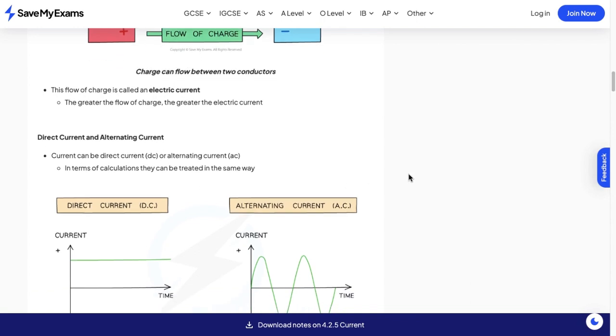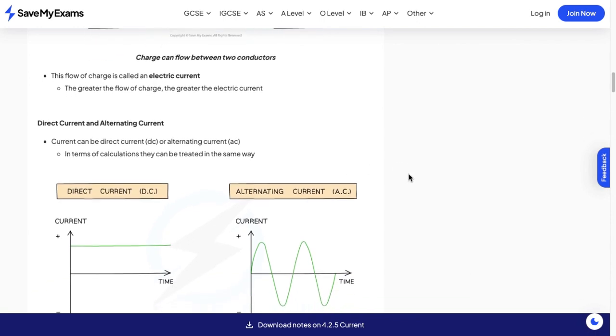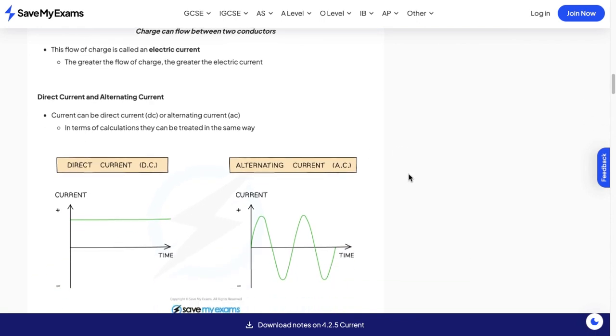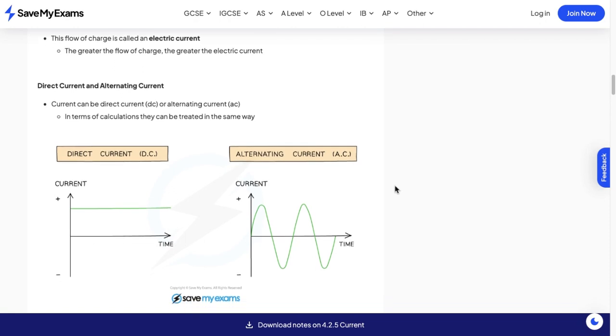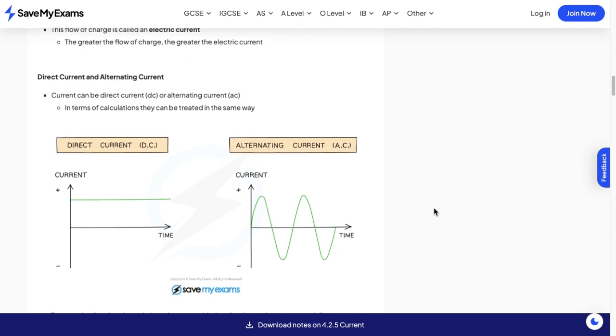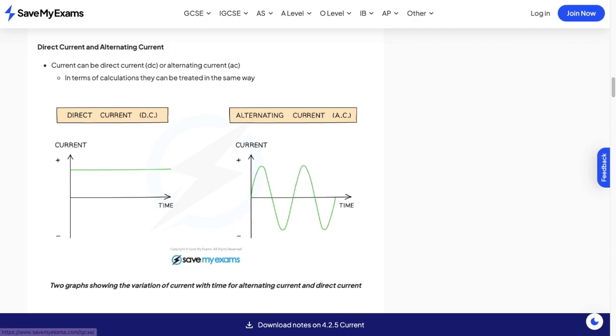Now let's talk about electric current in two ways. There are two types of electric current. One is called direct current, and the other one is called alternating current. Current can be direct current, that's DC, or alternating current, that's AC. Now let's take a look at direct current, and let's take a look at alternating current. Is that okay?